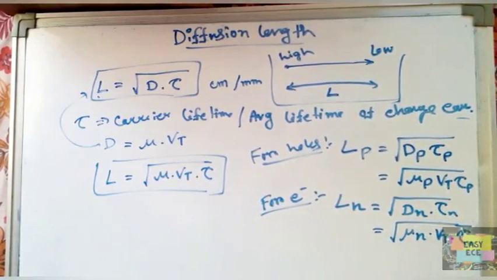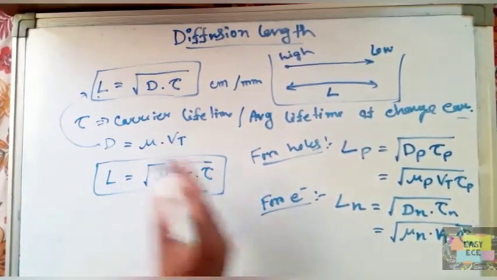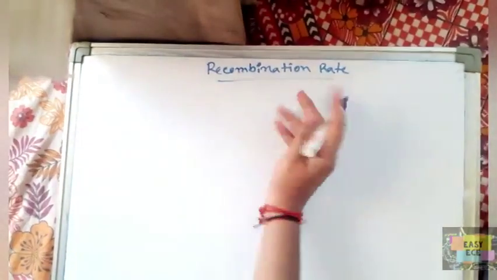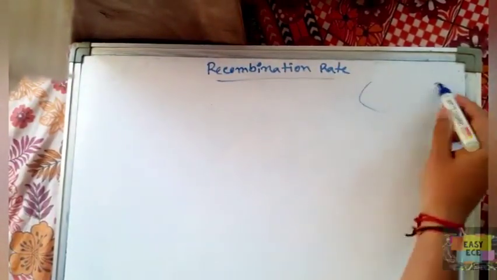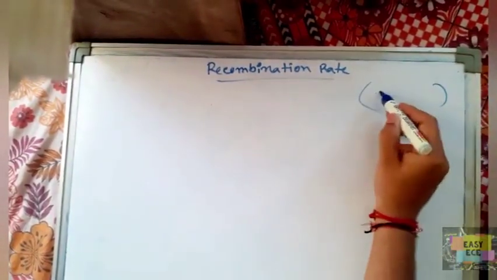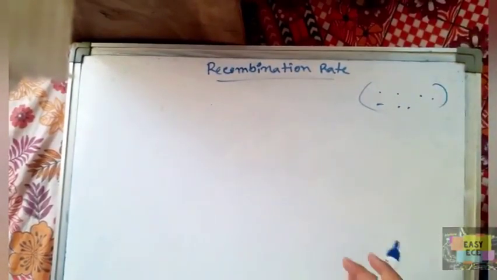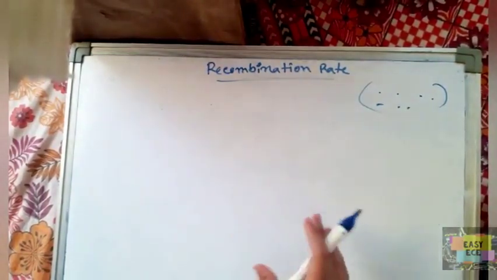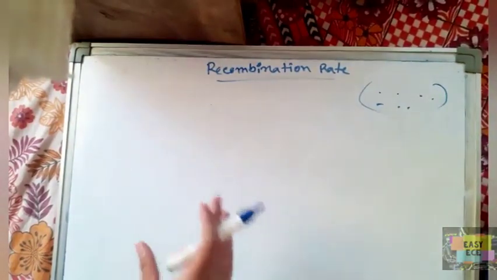Now this is the formula. Maybe some numerical problems are coming from this formula. Now in recombination rate, what is recombination? After the diffusion, there is a recombination of charge carriers also. So that's why the recombination procedure is done. Now the main point is about the recombination rate. So what is the recombination rate?